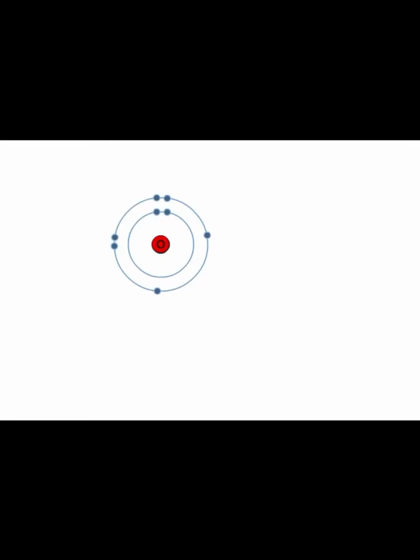An oxygen atom needs 2 additional electrons to fill its outer shell. Thus it can form 2 single covalent bonds. An oxygen atom can share electrons with 2 hydrogen atoms, forming a molecule of water containing 2 single covalent bonds.